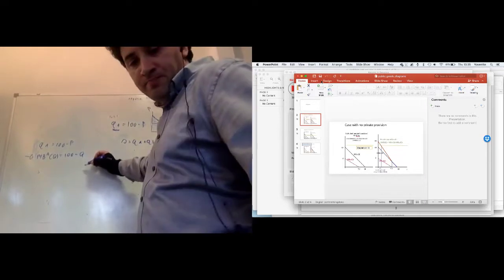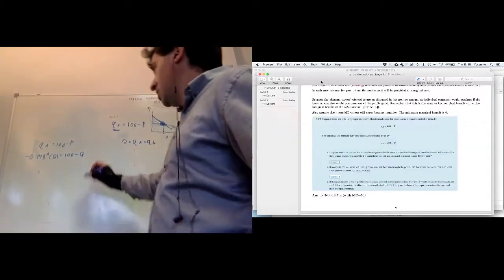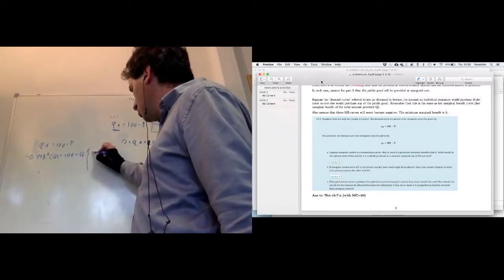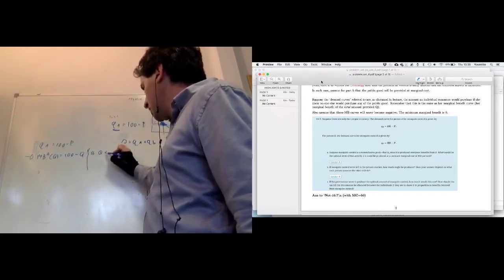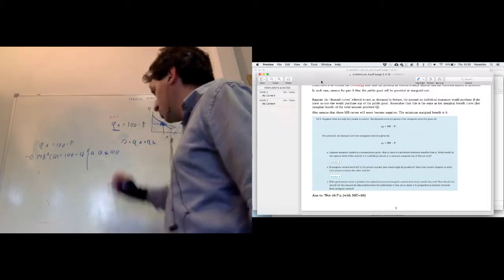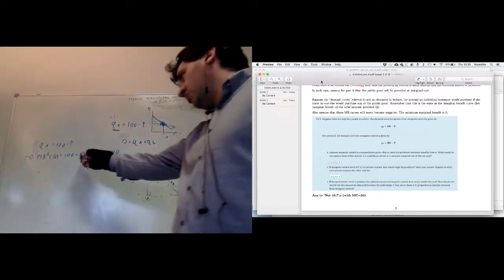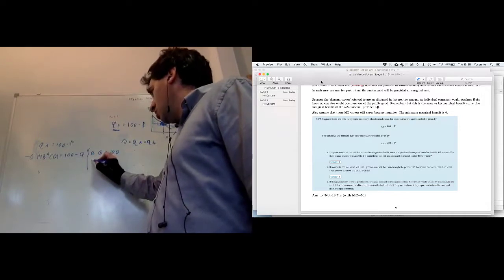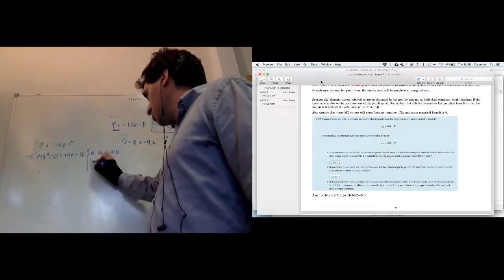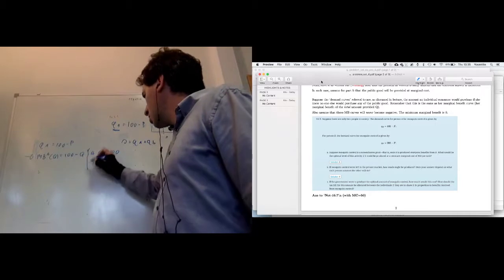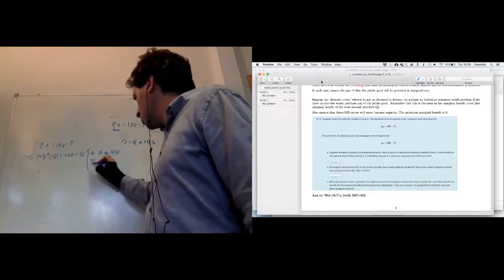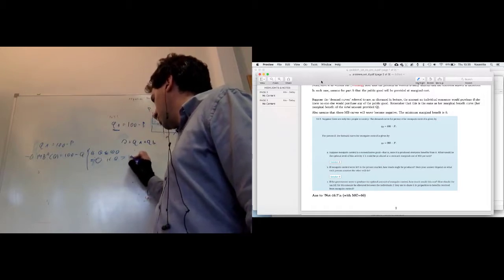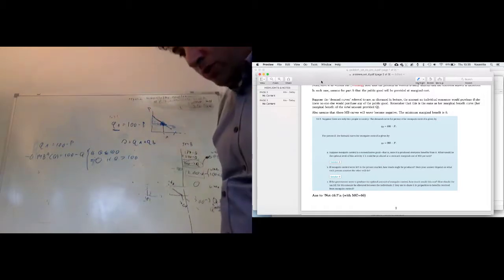But that's only where Q is less than or equal to 100, right? After that 100th unit, their marginal benefit is just zero. So it equals zero otherwise, if Q is greater than 100. Okay, now what about person B?